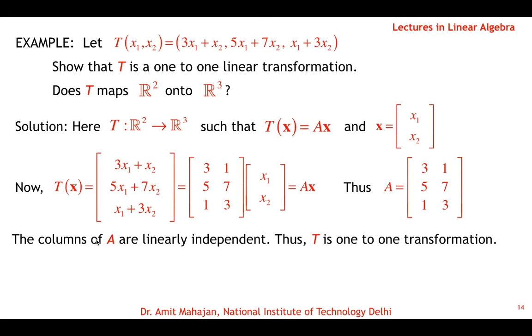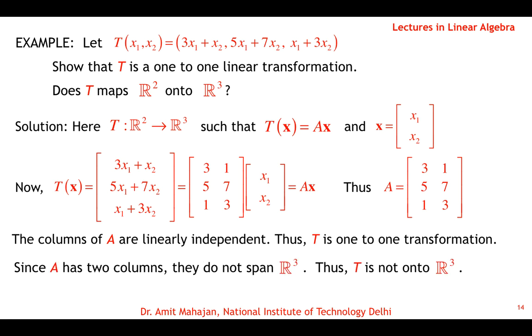The second question is whether T maps R2 onto R3. Now any mapping maps onto R3 if the columns of A span the whole of R3, but there are only two columns. Two columns which are not multiples of each other can at most span a plane in R3 but not the whole of R3. To span the whole of R3 we need at least 3 vectors. But in A there are only 2 vectors, so the columns of A do not span R3, and so the mapping is not onto. Since A has 2 columns, they do not span R3, so T is not onto R3.